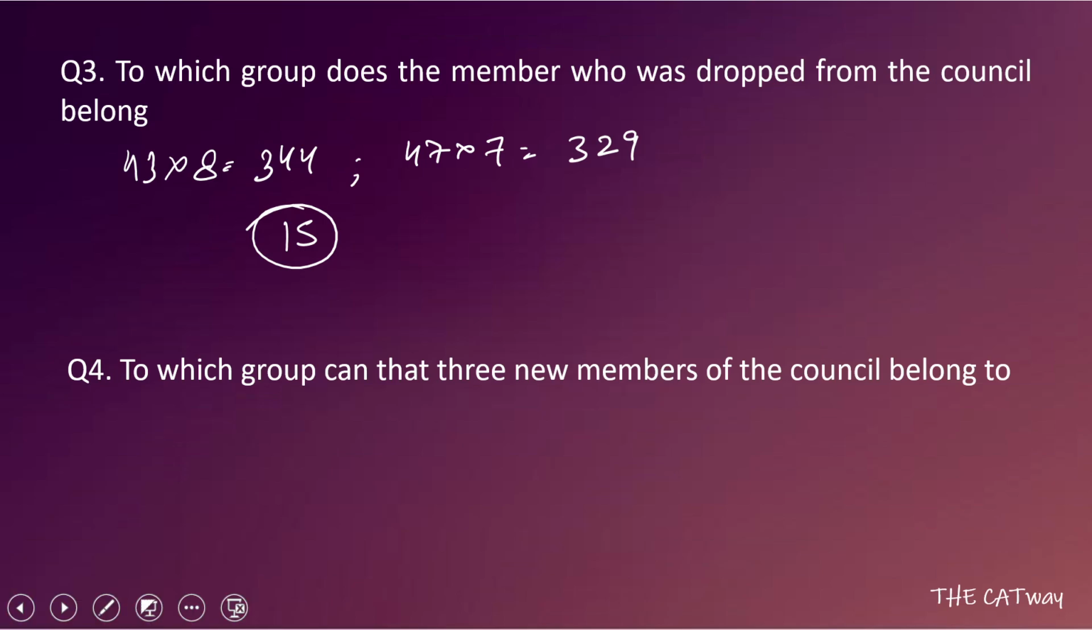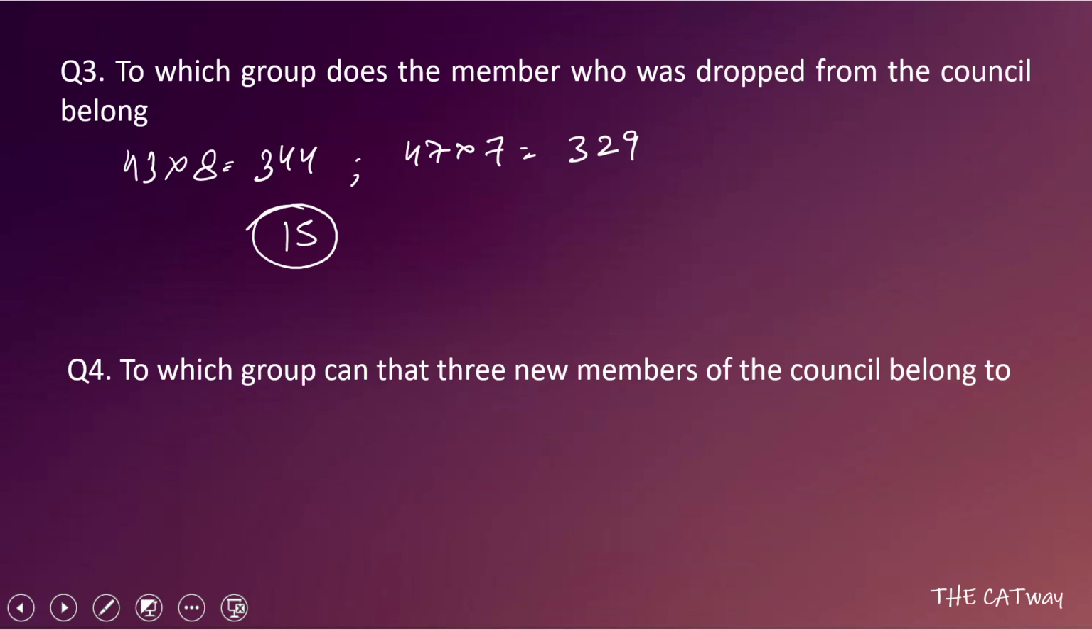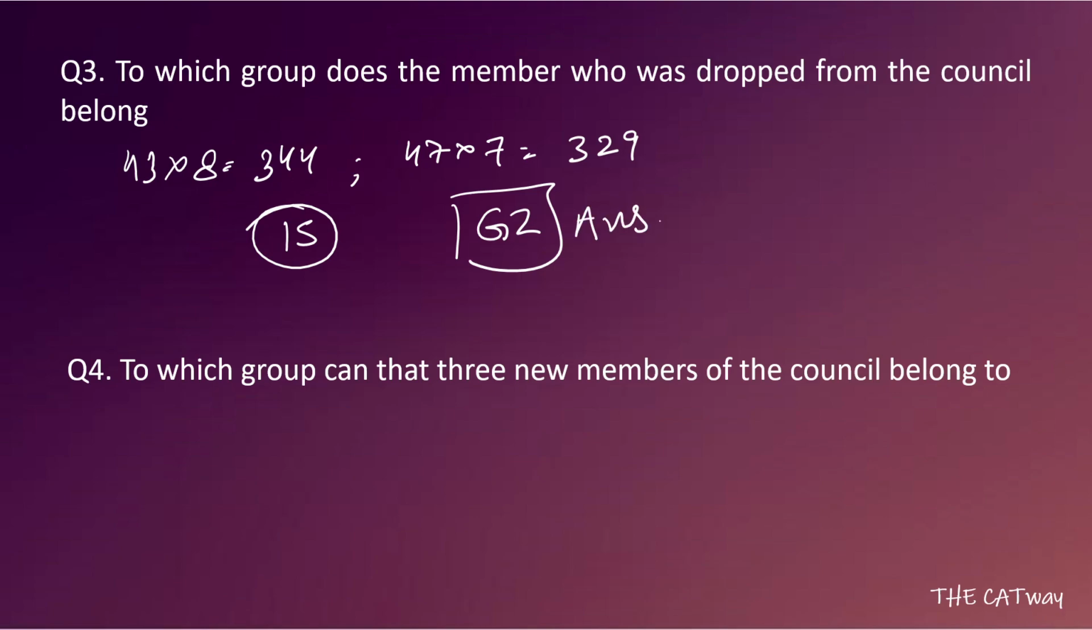A person with 15 gold coins was removed. So a person with 15 gold coins would come in group 2. So a very simple question. Your answer is group 2. That is your correct answer. Let's move to the fourth question.